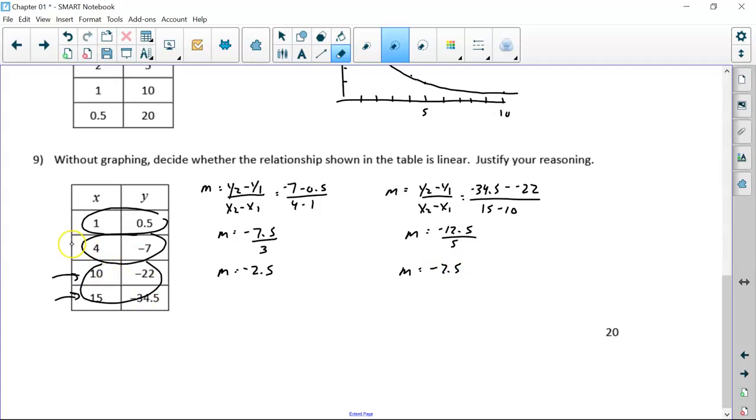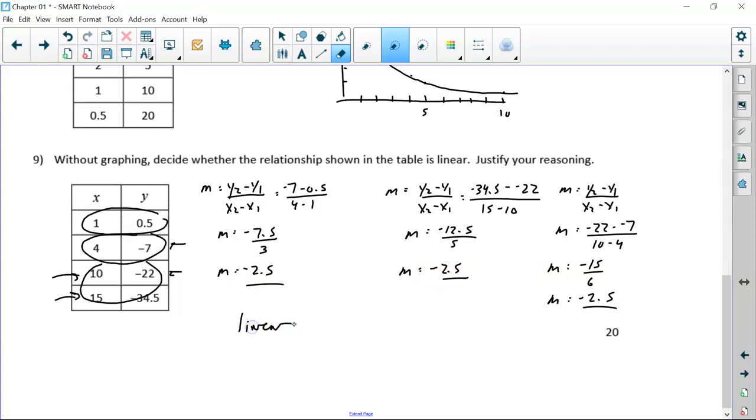And we can do one more check. I'm going to use these 2 values just to make sure. y2 minus y1 over x2 minus x1. Negative 22 minus negative 7 over 10 minus 4. Negative 15 over 6. And negative 15 divided by 6 is negative 2.5. So you can see the slope is the same between any 2 points. So this is a linear relationship.